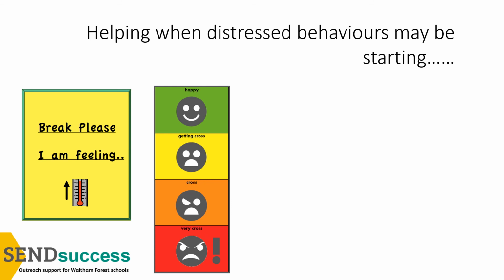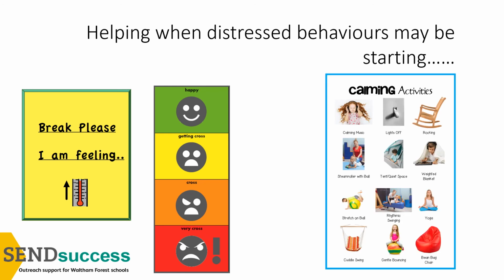So something we can do is have a kind of toolbox of things that we know help calm that child. And we can present that to them visually, so that when those distress behaviours are building, they know and they can communicate to you what might help them to calm, to self-regulate. And again, this is just an example. This will not be suitable for all children, but hopefully gives you an example of the sort of thing we mean.